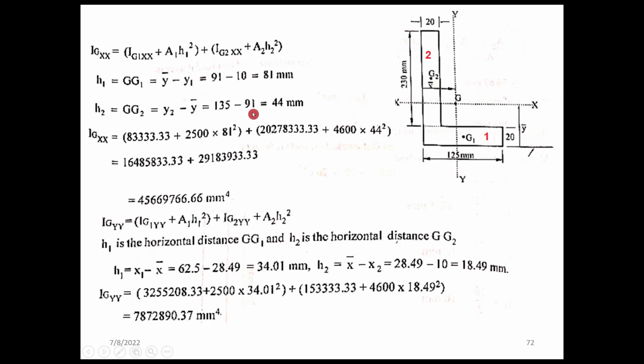135 minus 91. Please note that the sign doesn't matter as the term will be squared. Whether you take the distance above or below, only the distance matters, not the sign. On squaring, it will be cancelled off. So you can directly apply the equation to find the IGXX. So you got the values. We'll repeat similarly for the IYY axis also. I'm not repeating those things.